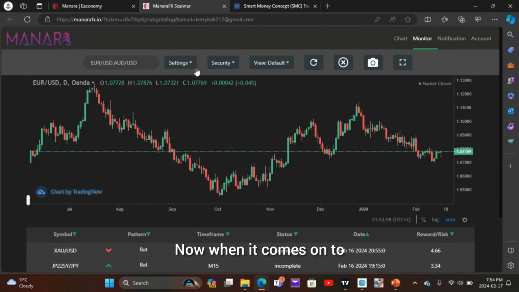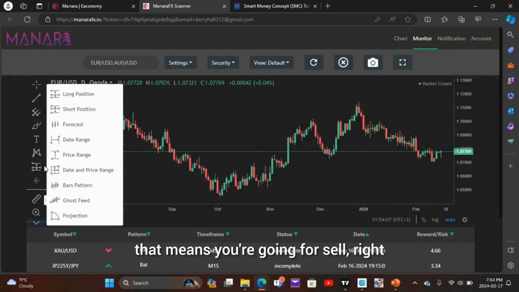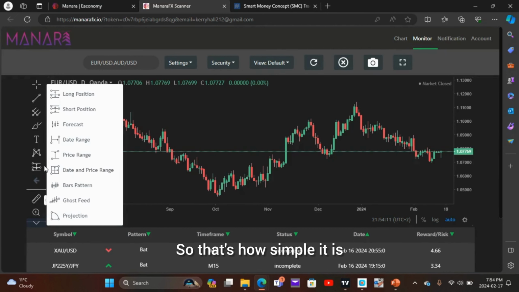Now, a lot of people are also asking questions about long and short positions. When you're long, it means that you're going for a buy. When you're short, that means you're going for a sell, right? So that's how simple it is. So we always know it's green for buy and it's referred to as a long position, and it's red for sell and that's referred to as a short position.